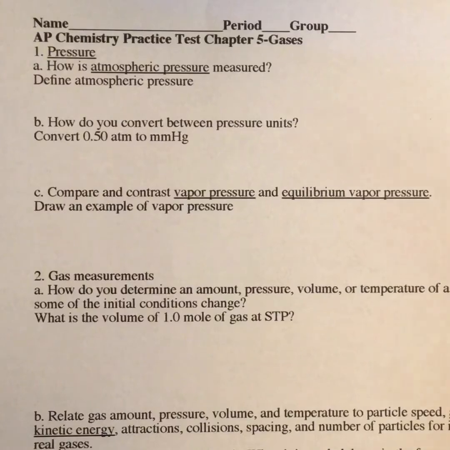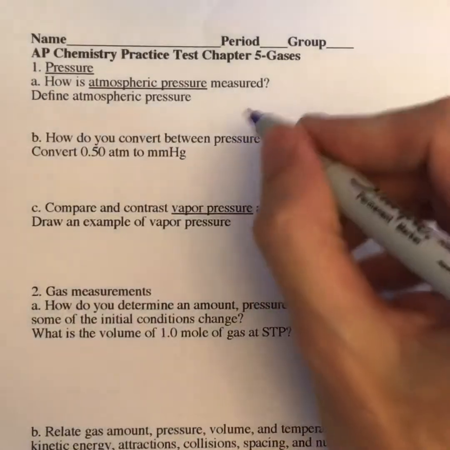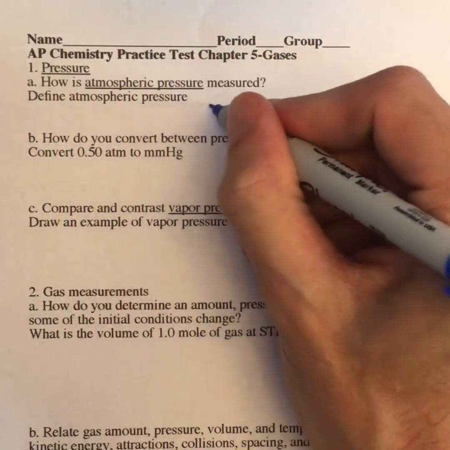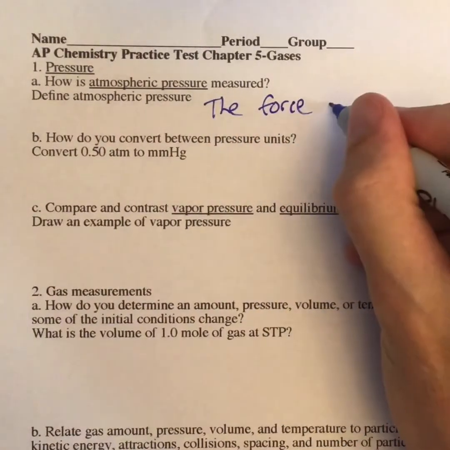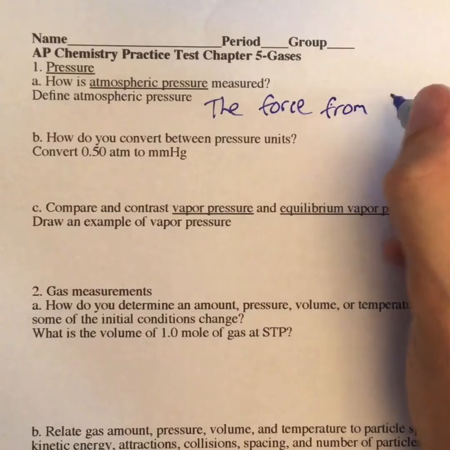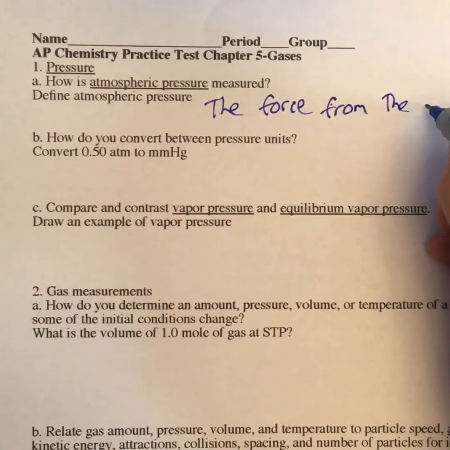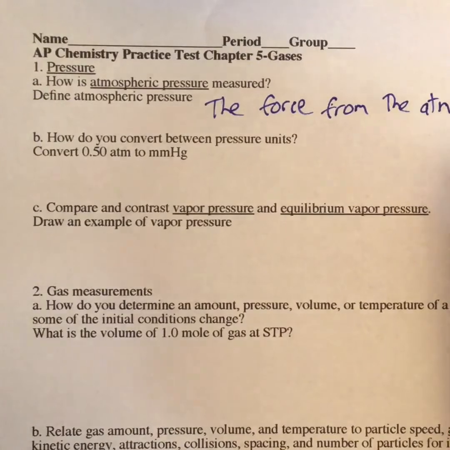It says define atmospheric pressure. So that would be the force from the atmosphere's weight. The atmosphere is made up of lots of atoms, nitrogen mostly, and they all have mass. And they're all pulled on by gravity.